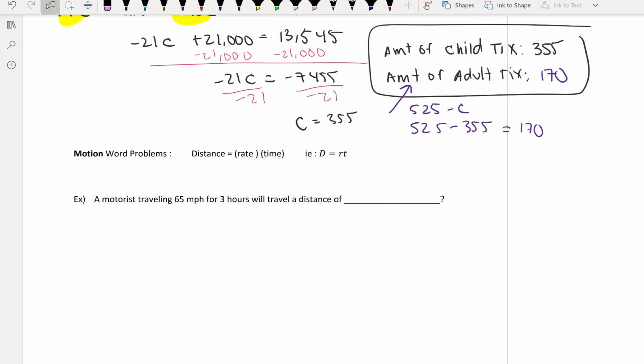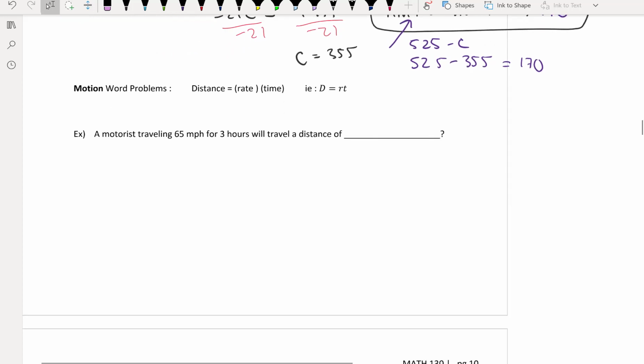So the next type of word problems are going to be our motion word problems. So we usually have our distance, our rate, and our time. So for example, it says a motorist traveling 65 miles per hour for 3 hours will travel a distance of, and so we have to figure this out. So what we know is that distance is equal to rate times time.